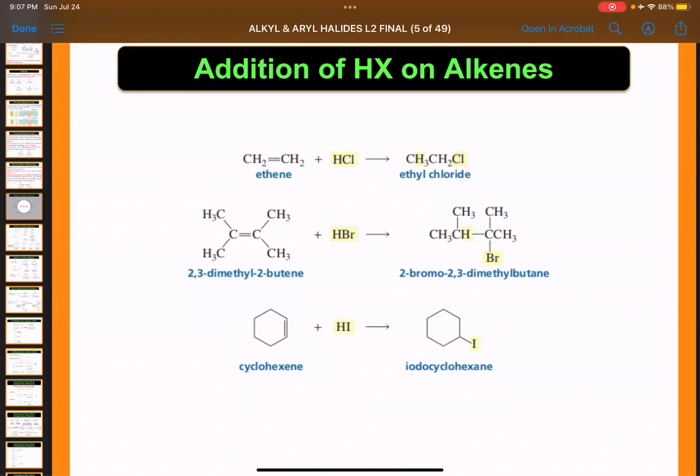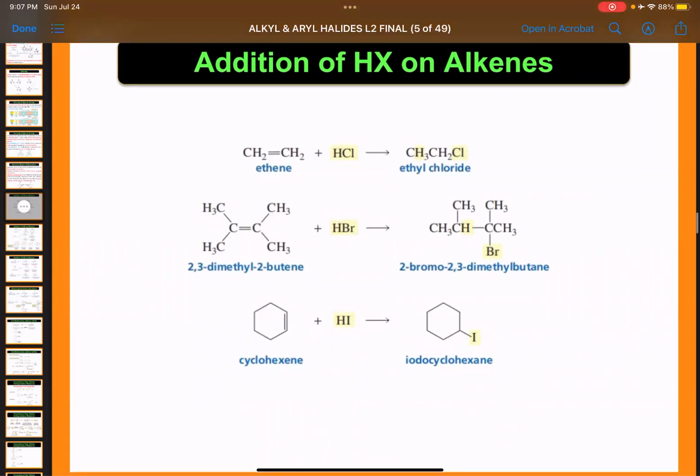Yes, Samira, tell me. Can you repeat? What kind of addition is it? This is an addition reaction. Is it electrophilic? Is it nucleophilic? Or is it a free radical addition?